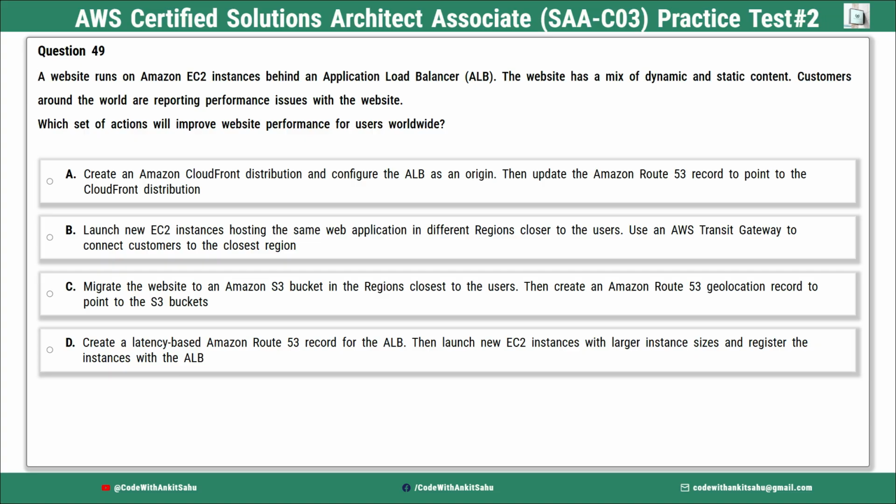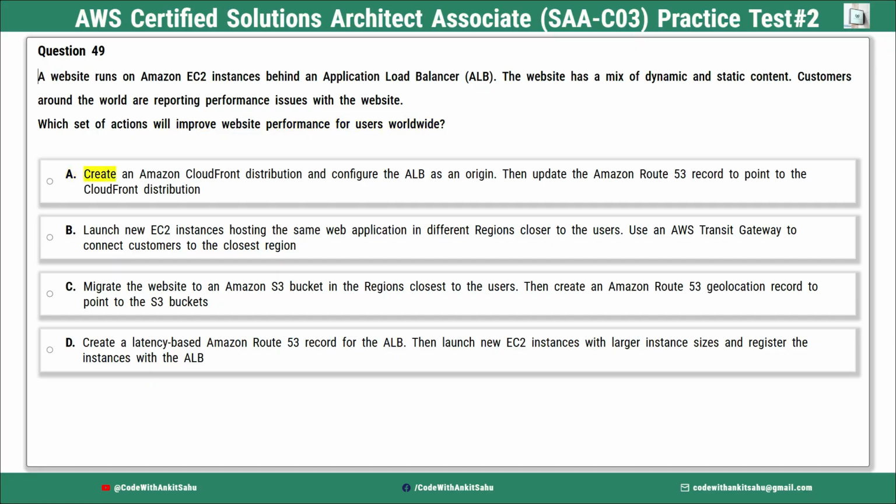Question 49. A website runs on Amazon EC2 instances behind an application load balancer, ALB. The website has a mix of dynamic and static content. Customers around the world are reporting performance issues with the website. Which set of actions will improve website performance for users worldwide?